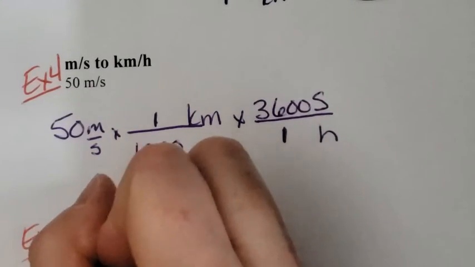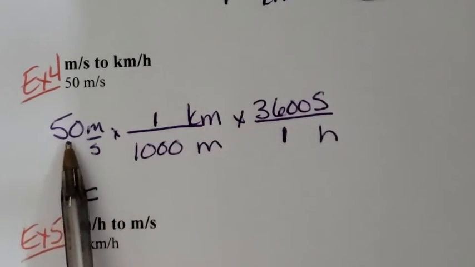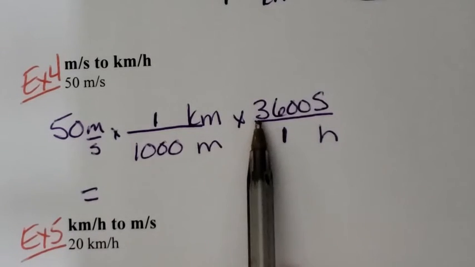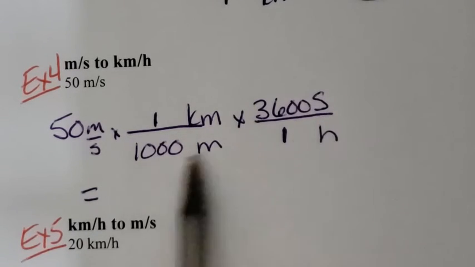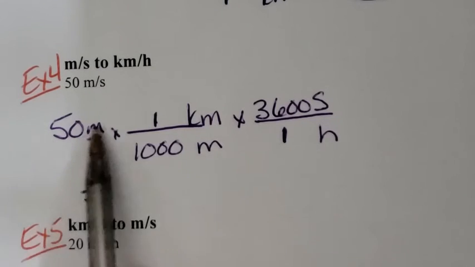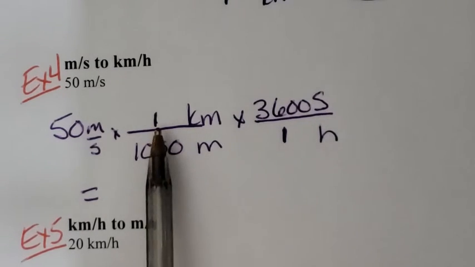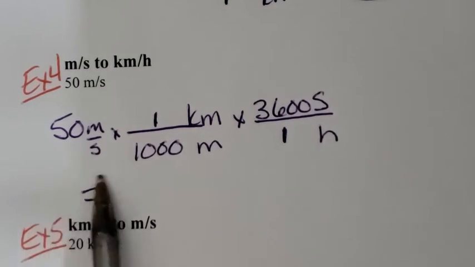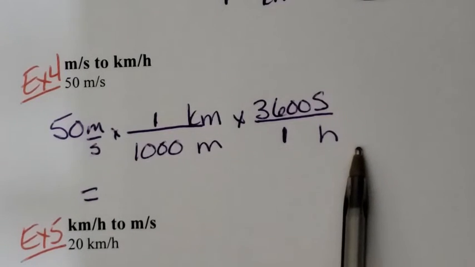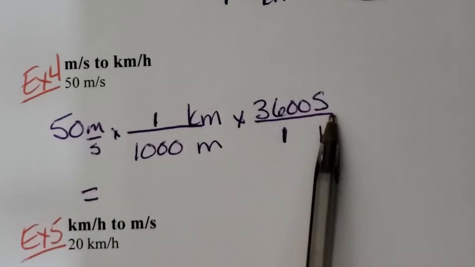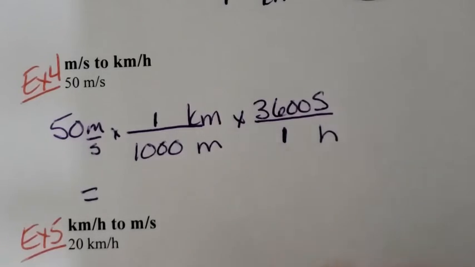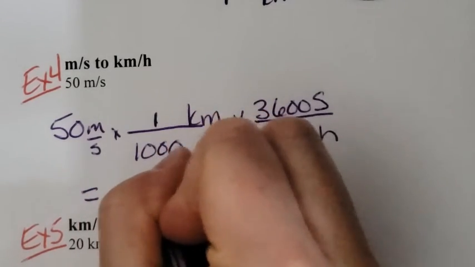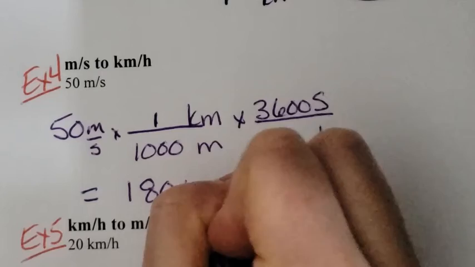Now, when I put this into my calculator, I'm simply going to go 50 times 3,600 divided by 1,000. The number on top I'll multiply. Multiplying by 1 doesn't do anything. Okay, and then I'm going to divide by all the numbers on the bottom. So 50 times 3,600 divided by 1,000 will give you 180 kilometers per hour.